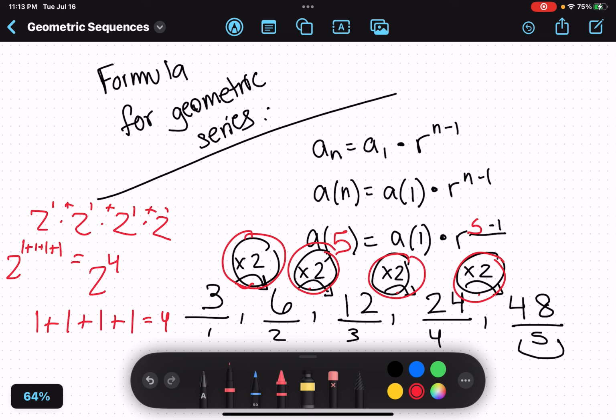So in this video, I covered the difference between geometric and arithmetic sequences, what a geometric sequence is, and how to find the nth term of a geometric sequence.